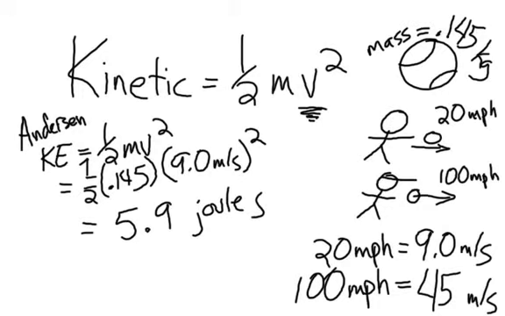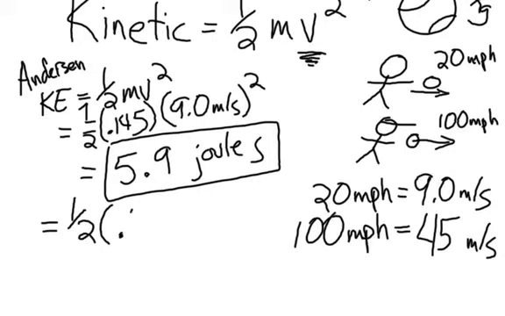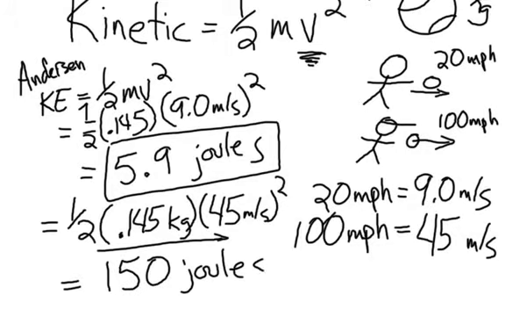energy. Now let's try the faster pitch. It's 100 miles an hour, so that is 45 meters per second. So we're going to use 1/2 mv squared. Our mass remains the same, or it's 0.145 kilograms, except our velocity now is 45 meters per second. If I multiply that across using significant digits, I get 150 joules of energy.